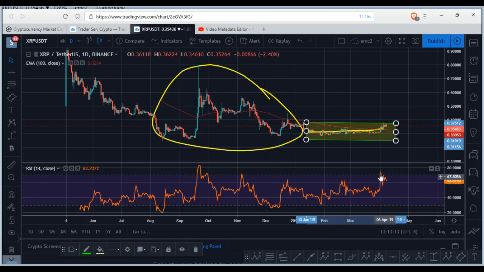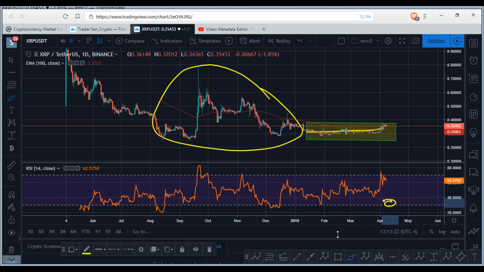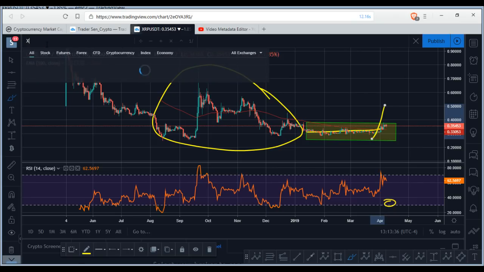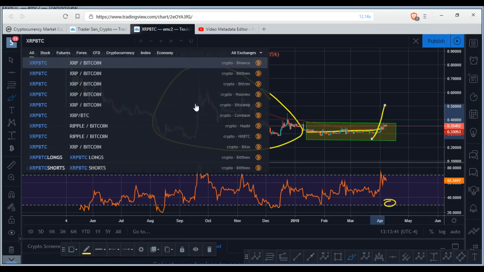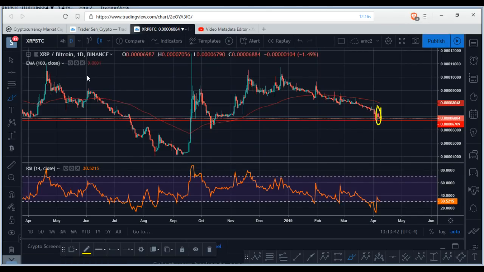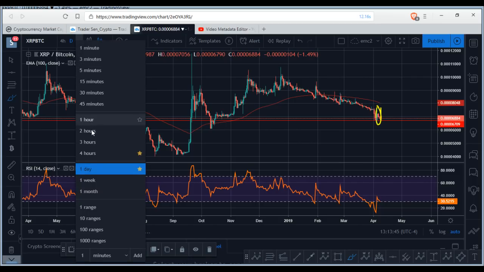But the good thing on the daily time frame, our RSI is at 62, and on the hourly time frame, the RSI is just about this area. So you can expect a big rebound from XRP very shortly. It's not going to be a 50 to 60% move to the upside, but we could expect a nice rebound to the upside on the hourly time frame versus BTC. So let's just go back to XRP BTC, back to the hourly.